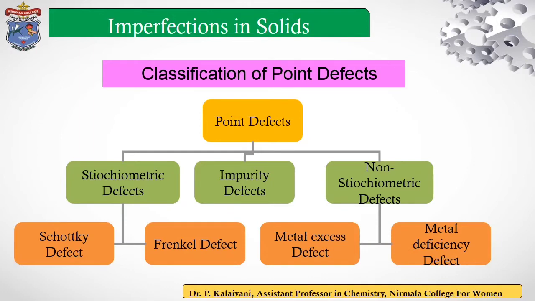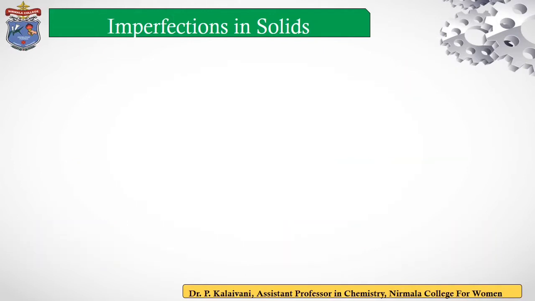It is classified into three types: stoichiometric defects, impurity defects and non-stoichiometric defects. Stoichiometric defects are classified into Schottky defect and Frenkel defect. Non-stoichiometric defects are classified into metal excess defect and metal deficiency defects. Point defects are produced in an ionic crystal when an equal number of cations and anions are missing from their regular lattice position. It may be in stoichiometric as well as in non-stoichiometric crystals.